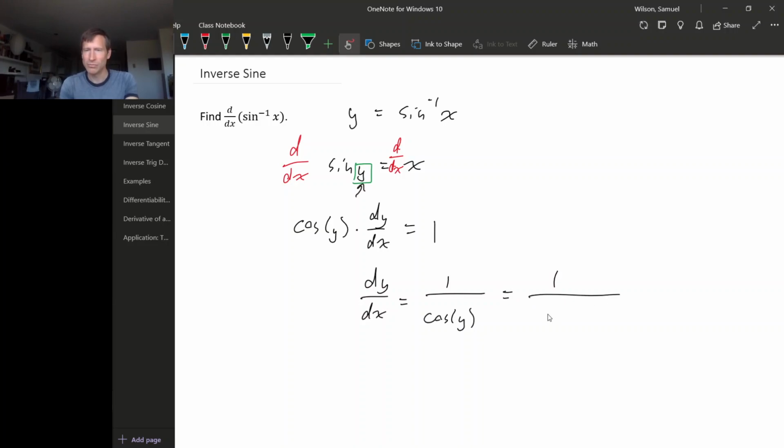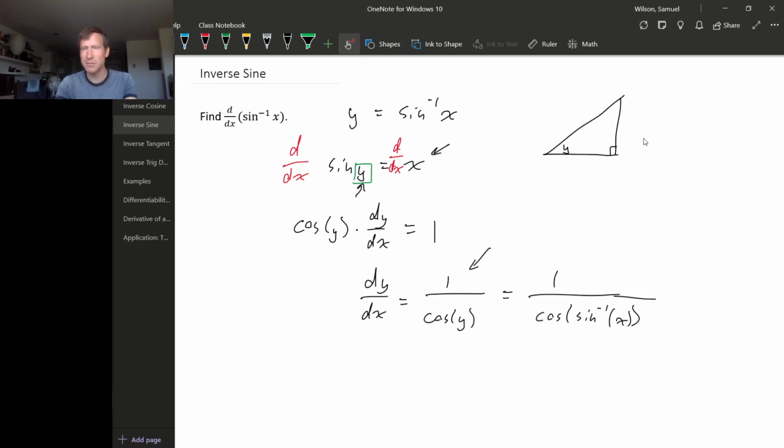But we should write this as a function of x because y is really a function of x. We get cosine of inverse sine of x. And now we should simplify this denominator using that same triangle trick as we used for inverse sine. So here's a right triangle. The angle y is down here, and sine of y is x.